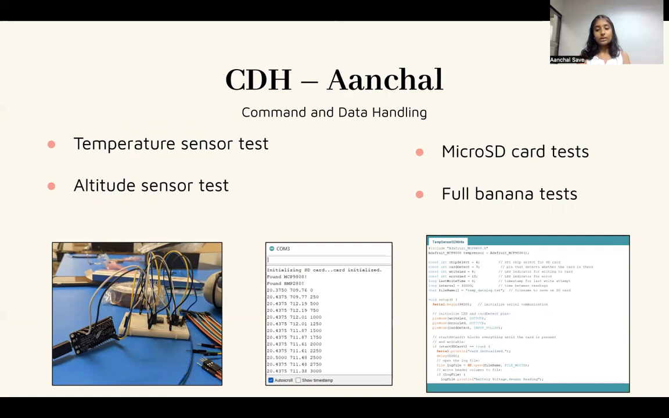The photo on the left is a test that we were conducting using a breadboard before we were able to solder everything. The photo in the center is of the data that was collected during the freezer test, and the photo on the right is an Arduino program written to test the ability of the microcontroller to store measurements on the microSD card.